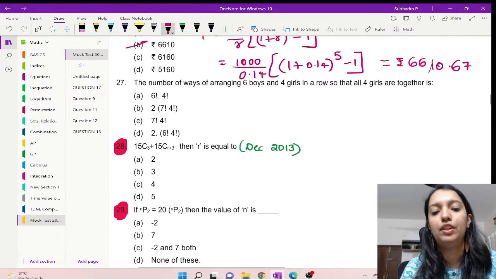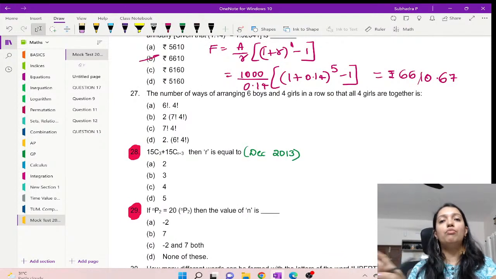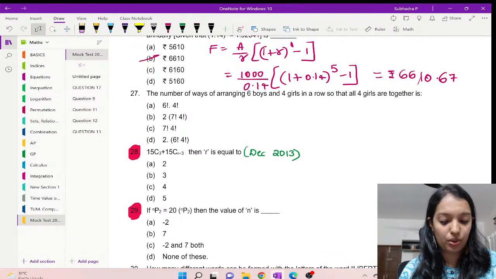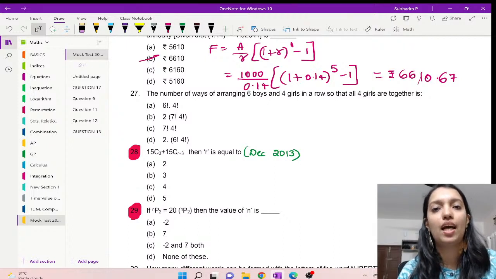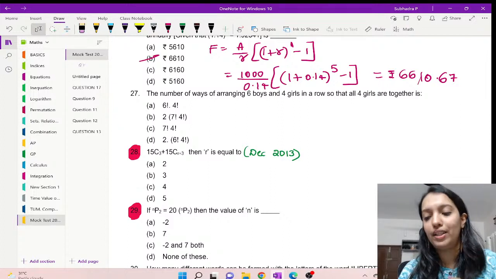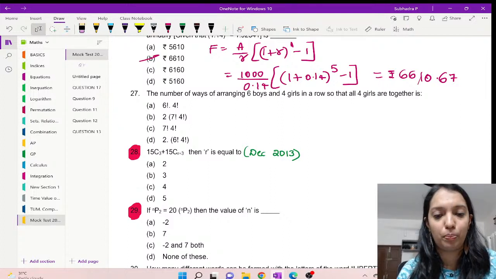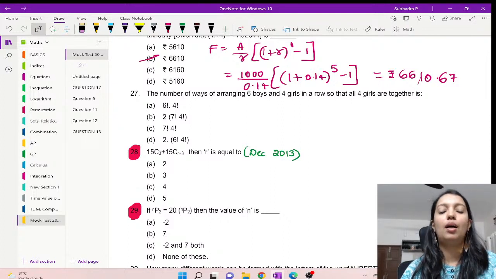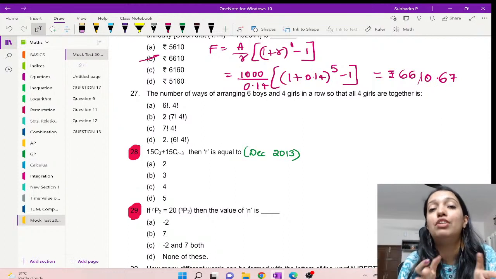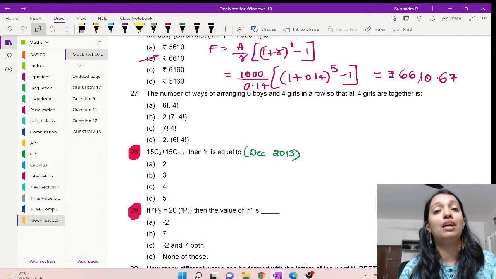Next, 27th question. We are done with time value of money questions. Now we are going ahead for permutation combination. I am discussing the ICAI mock test paper, May 2022 or June 2022, paper series 1. The number of ways of arranging 6 boys and 4 girls. If they had just given so much, the answer would have been 6 factorial into 4 factorial.